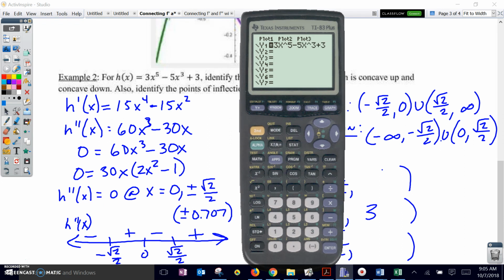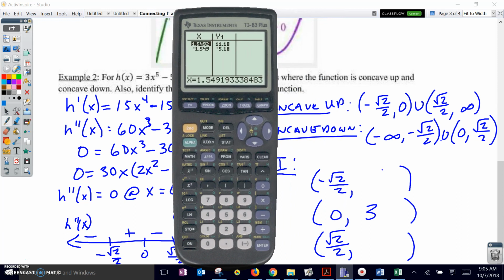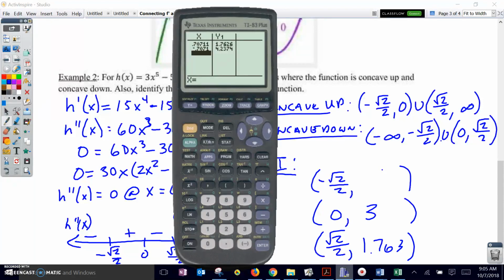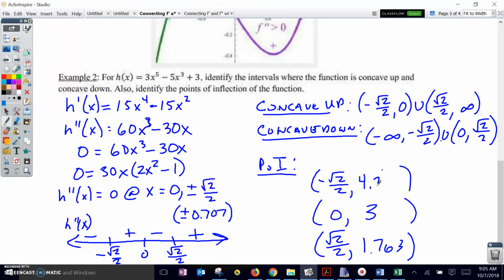And go to my table and put in root 2 over 2 and negative root 2 over 2. And I get those y-coordinates. At root 2 over 2, it's 1.763. And at negative root 2 over 2, it's 4.237. So there are points of inflection and our intervals of concave up and concave down.